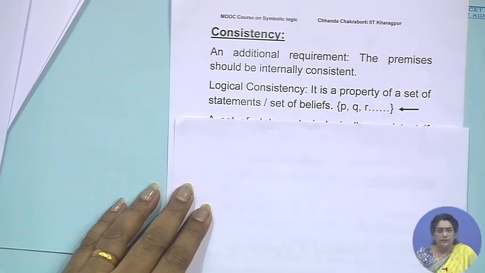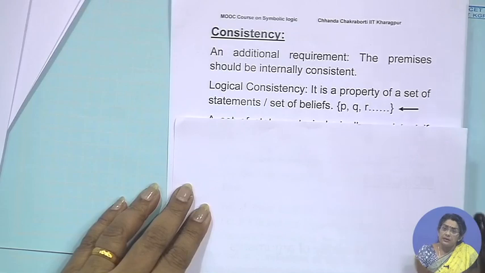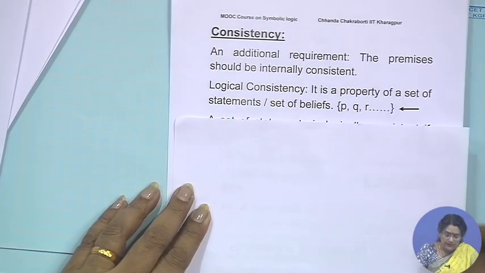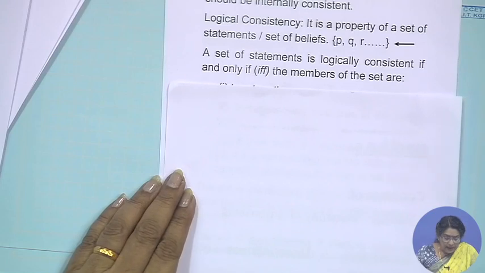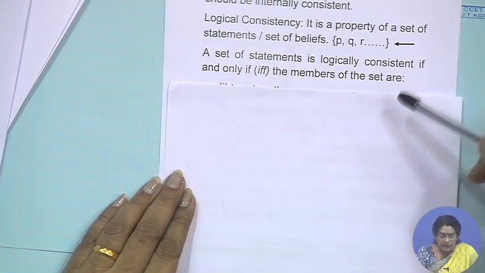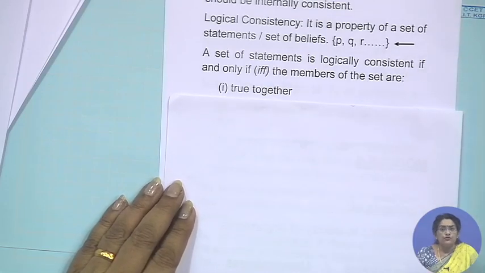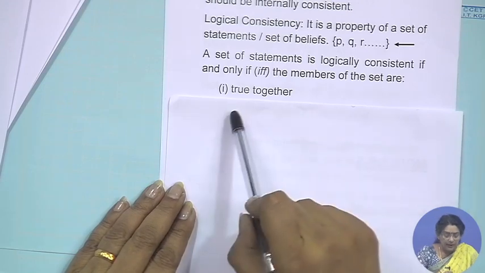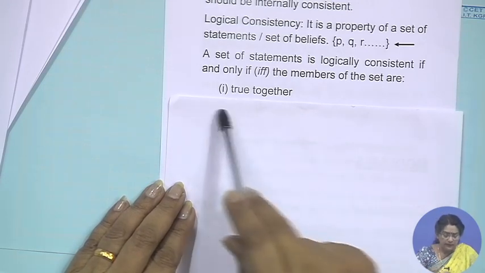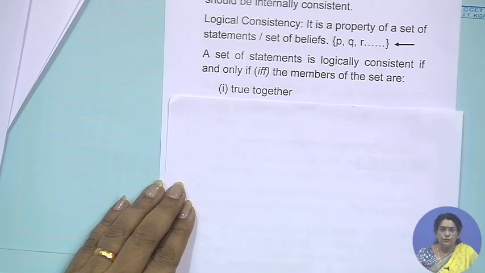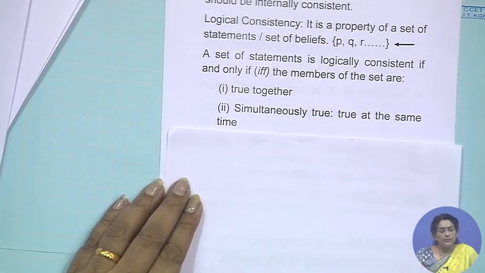There may be many other members, and we are asking whether this set is consistent or not. When is it consistent? We will give you the definitions in just a moment. A set of statements is going to be logically consistent if and only if the members of the set are, one, true together. Individually true is one thing, but true together, you are looking into that they are coherently true. Or there could be a time reference that at the same moment, the same time slice, they have all come out to be true.